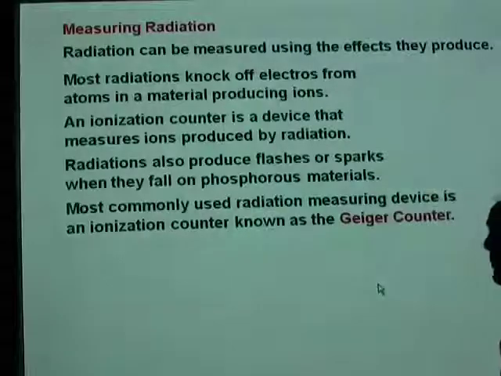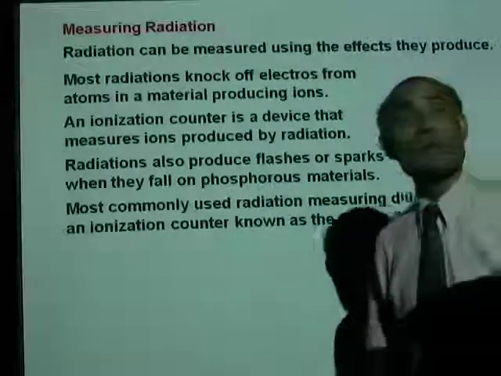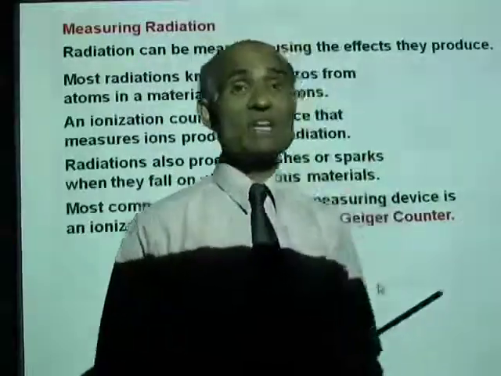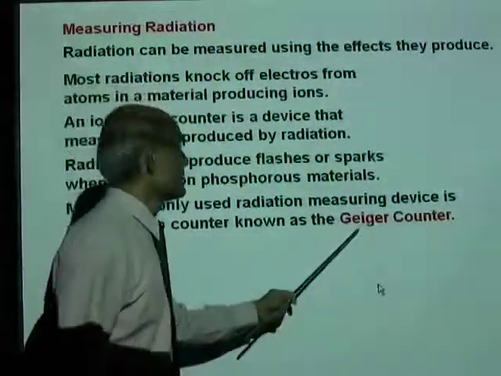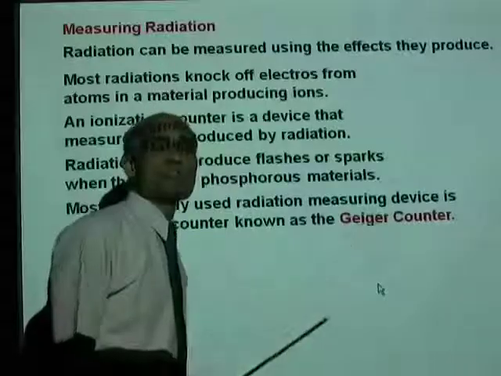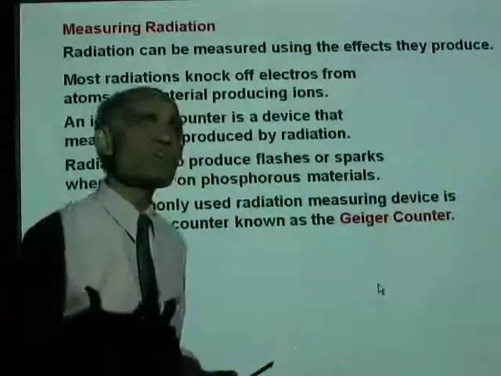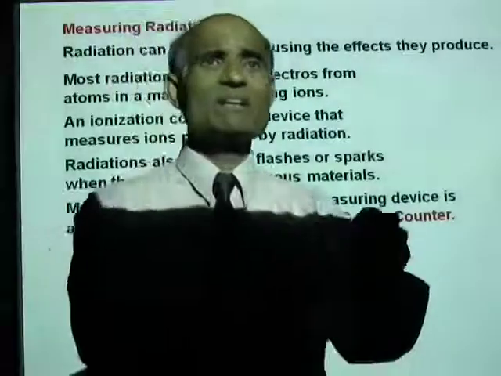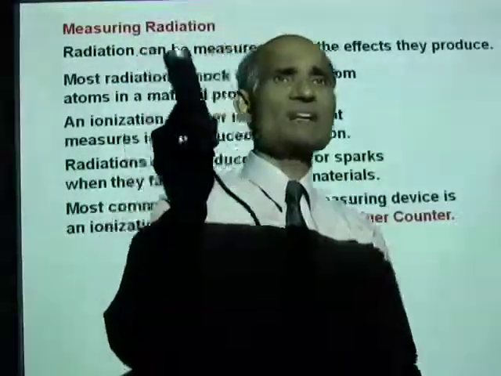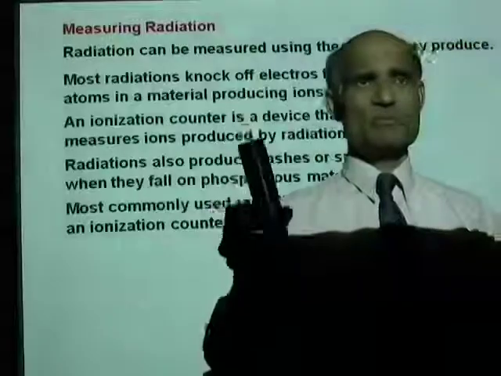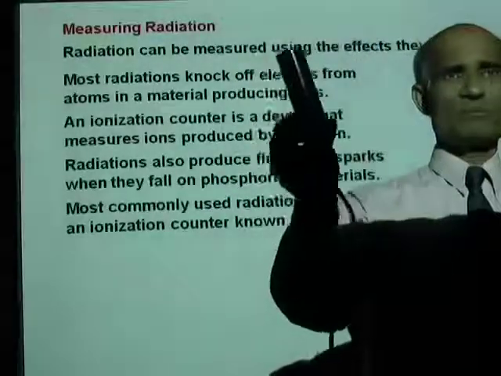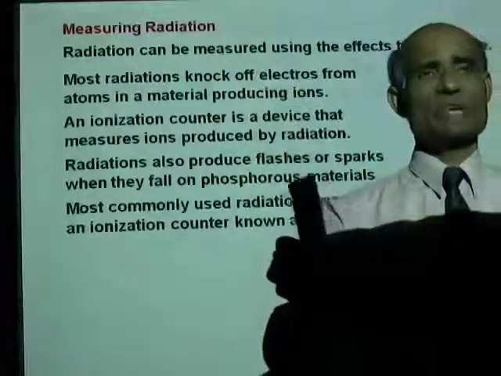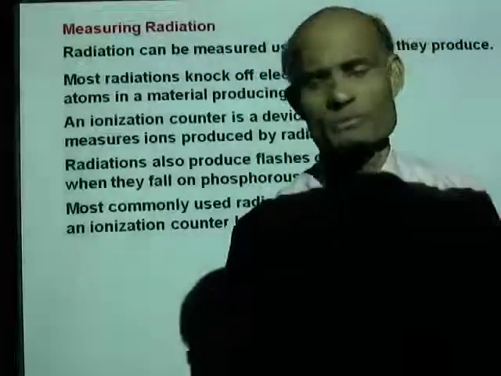Now, the most commonly used radiation measuring device uses the property of ionization, and the most commonly used measuring device for radiation is the Geiger counter. Now, I have a Geiger counter in here. This is a Geiger counter. Let me see if I can put it in a place where light will show on it. A Geiger counter. Now, what is it made of?